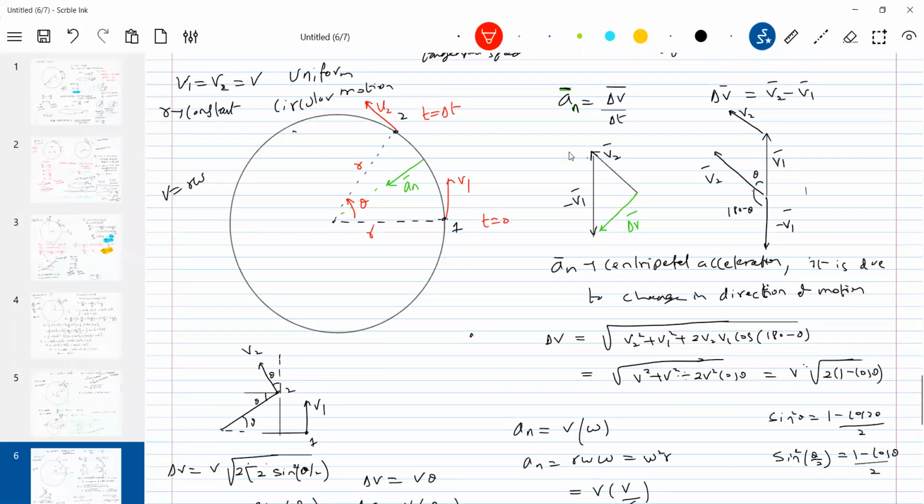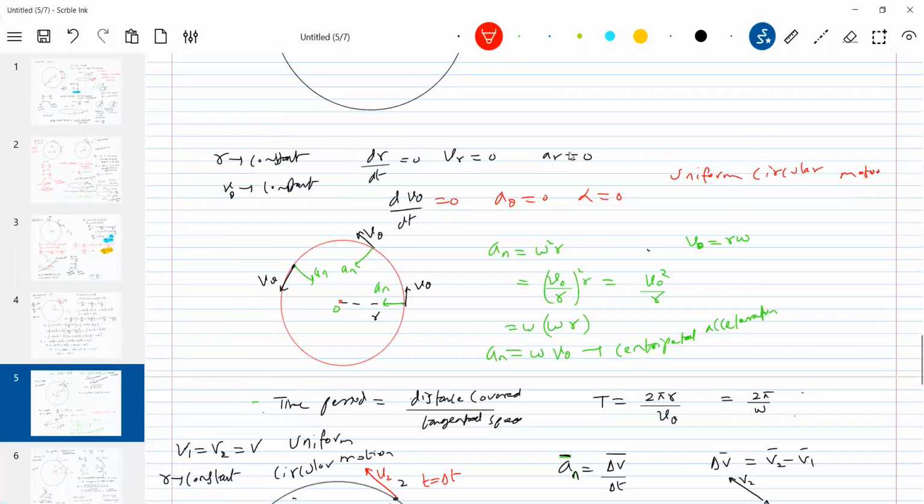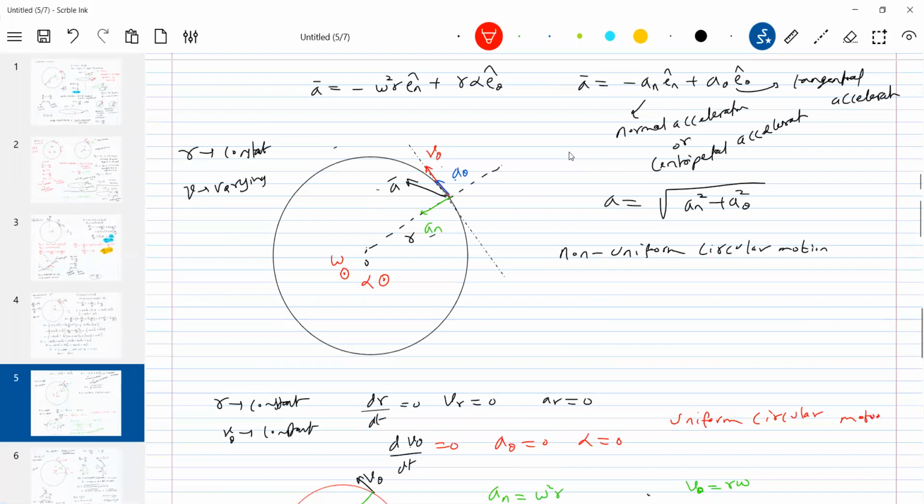So now shall we divide the problem into two parts: uniform and non-uniform circular motion. In uniform circular motion, the speed of the particle is constant, and the central acceleration will be directed towards the center. In non-uniform circular motion, what will happen? There will be two accelerations: one, centripetal acceleration, the other, tangential acceleration. Tangential acceleration is due to change in speed. Centripetal acceleration is due to change in direction of motion. So once again, I'll bring back non-uniform circular motion.